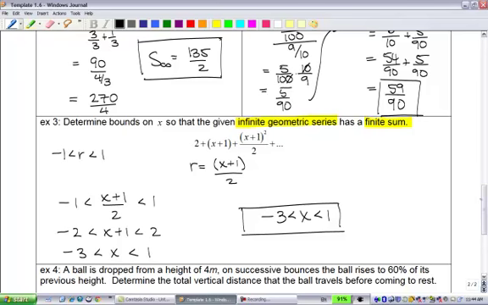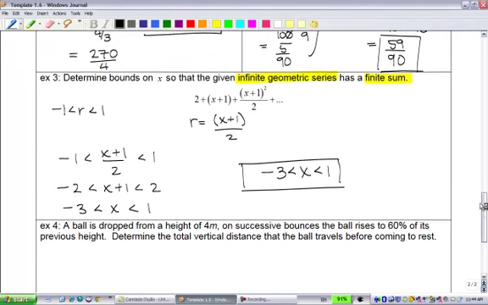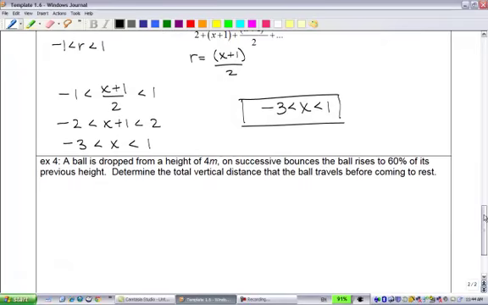If the x values are outside of the -3 to 1 range, what we end up with would be a growth series and an infinite sum, or a sum that does not exist.